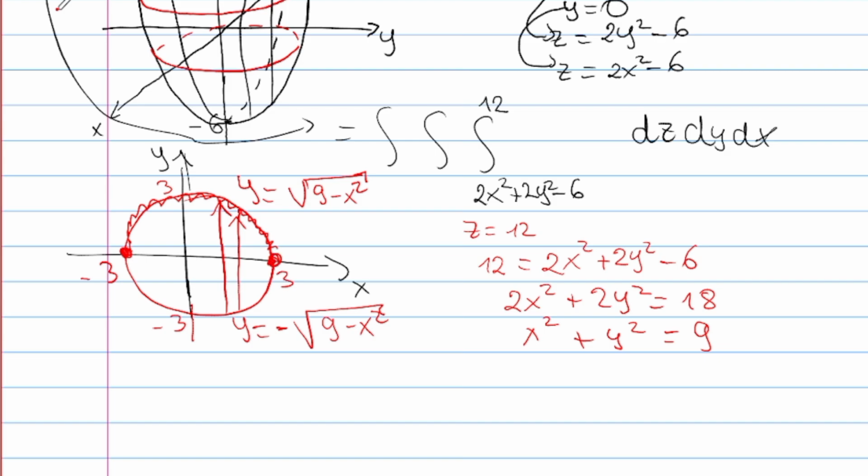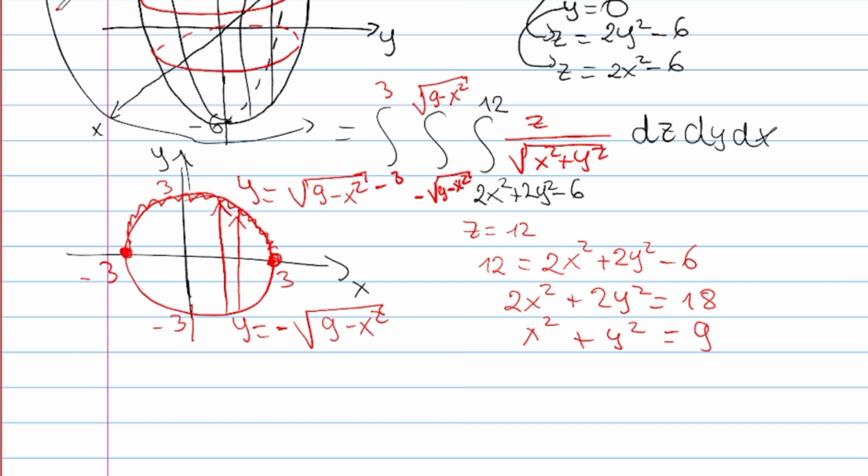So yeah, now we can do this. Write this one: minus square root of 9 minus x squared to the square root of 9 minus x squared, x from minus 3 to 3. Good. Here we have z over the square root of x squared plus y squared.